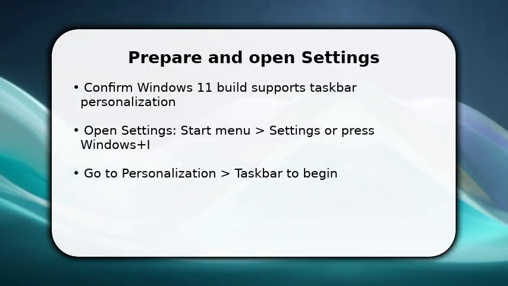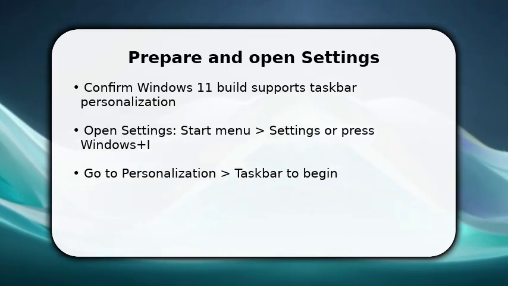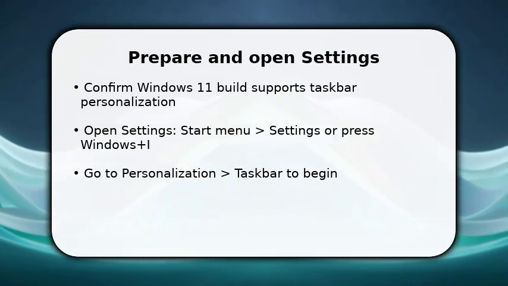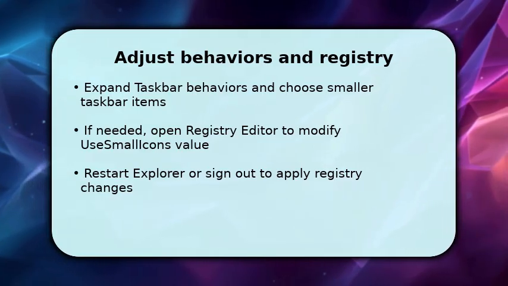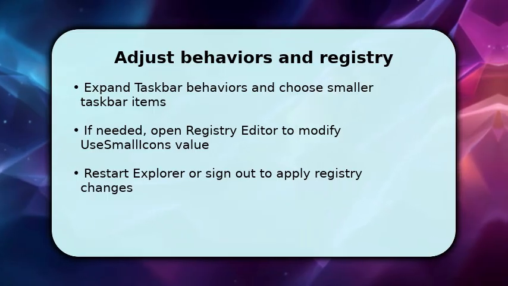Now click Taskbar Behaviors to expand controls and prepare to switch sizes. This is the first actionable step to shrink icon spacing and appearance. Once done with Taskbar Behaviors, set alignment and toggle smaller taskbar icons where available. This covers the supported simple path.